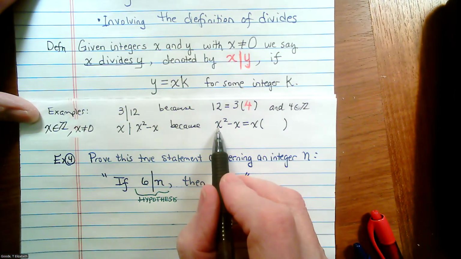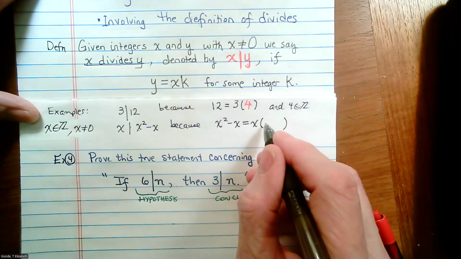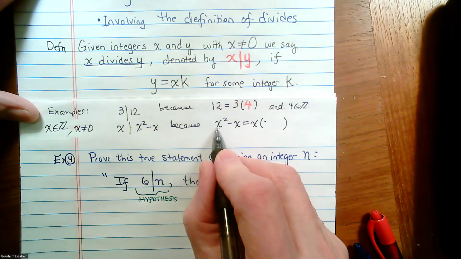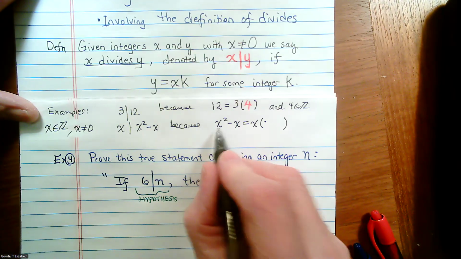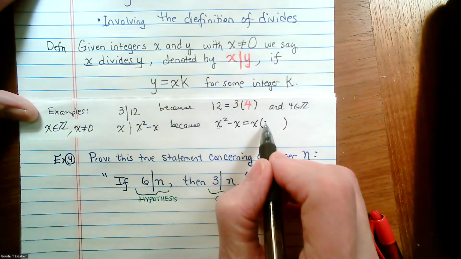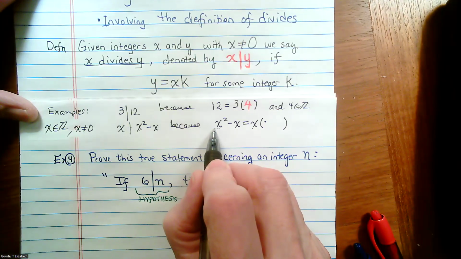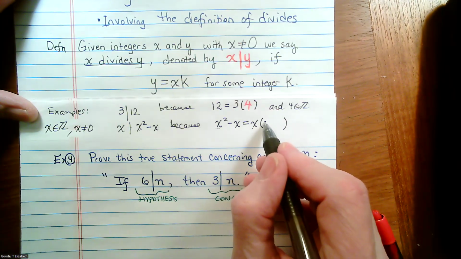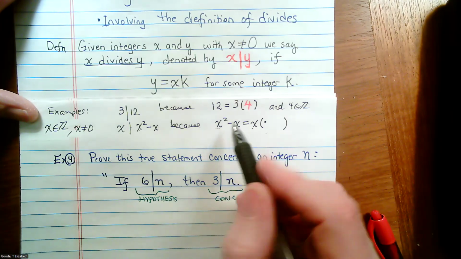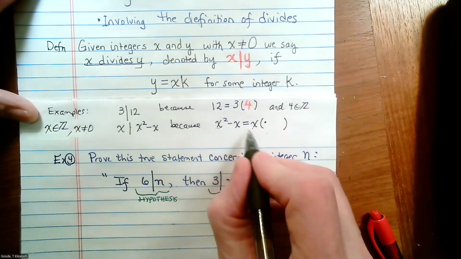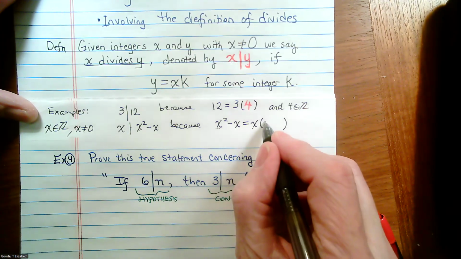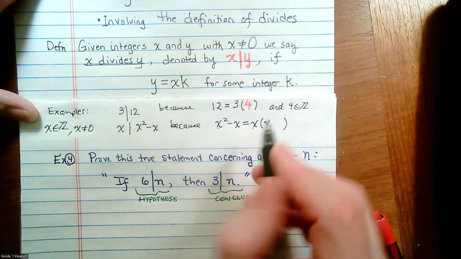If we factor x out of x squared, what's left behind? I'm factoring x out of this whole thing, but I'll start by just factoring x out of x squared. What do we have to multiply this x by to get x squared back? I'm trying to factor x out of x squared minus x.